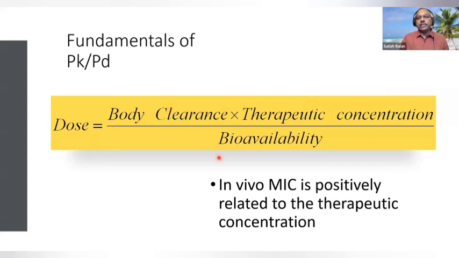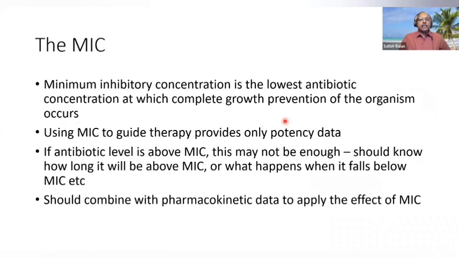And bioavailability determines how much drug is actually available there, because if the bioavailability is, say, 10% only, you will need 10 times the amount of drug you give in order to achieve this. So basically, it's dose equal to body clearance times therapeutic concentration divided by bioavailability. And the MIC is positively related to therapeutic concentration, because only if it is above the MIC can it be a therapeutic concentration. So this is a PK concept. Bioavailability is again PK, and therapeutic concentration is actually a PD aspect.